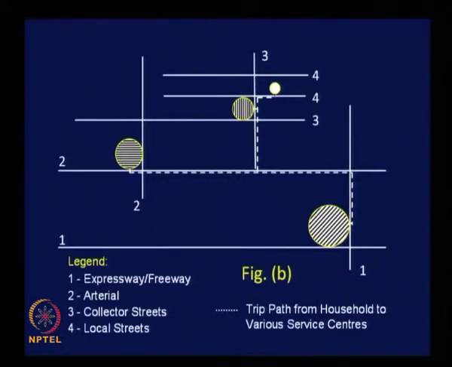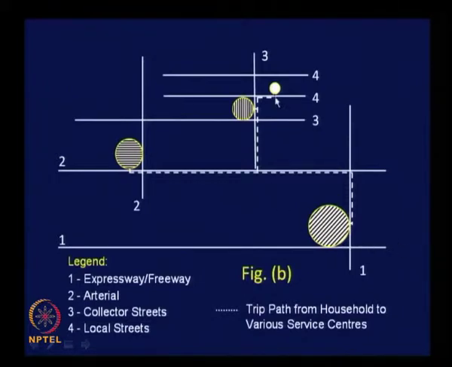And you can see the community centers are located at the intersection of 2 class 3 roads, the same class of roads, whereas in the previous case we had 2 different classes intersecting and the centers were located at those intersections, whereas here the same class of roads are intersecting and we are providing the centers at the point of intersection. And the district centers are located at the intersection of class 2 roads here, and regional centers are located at the intersection of 2 class 1 roads.